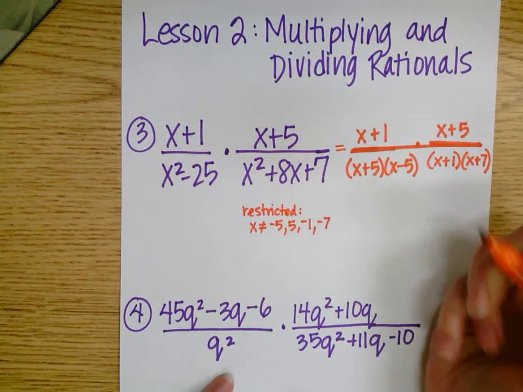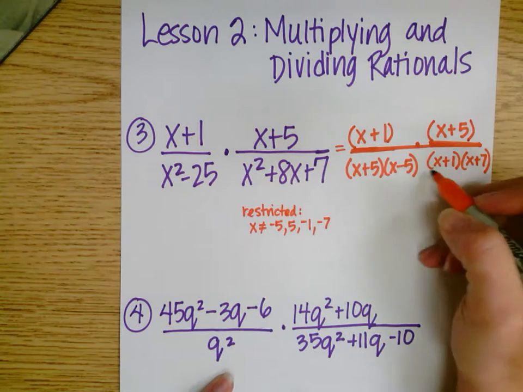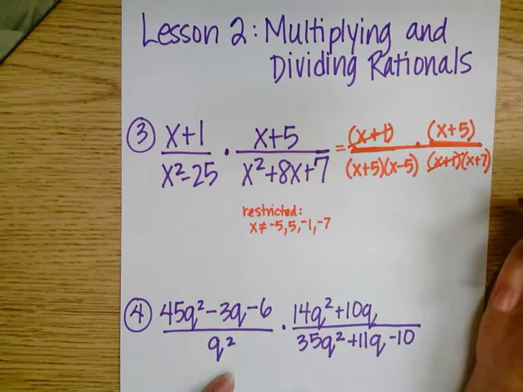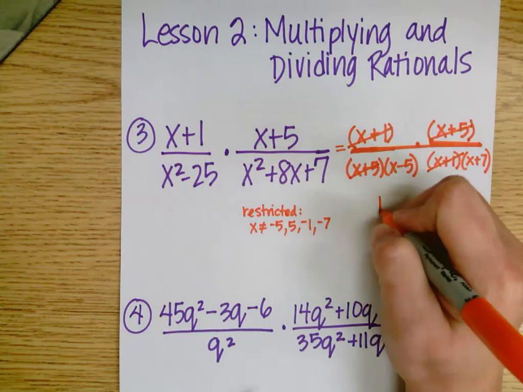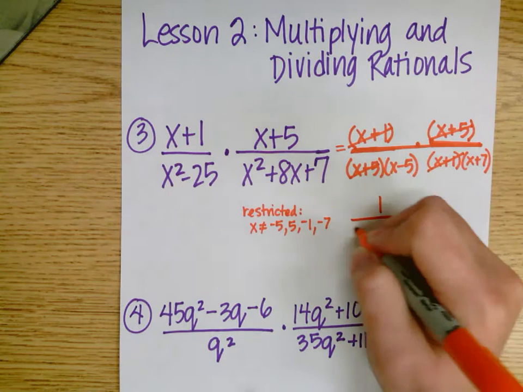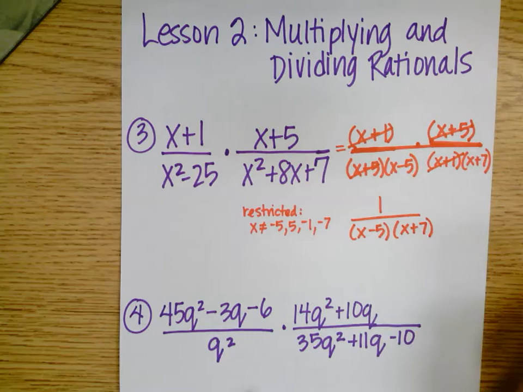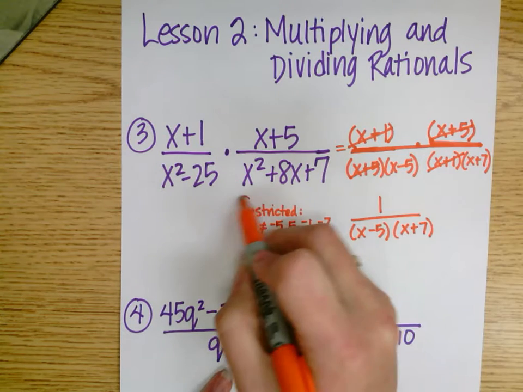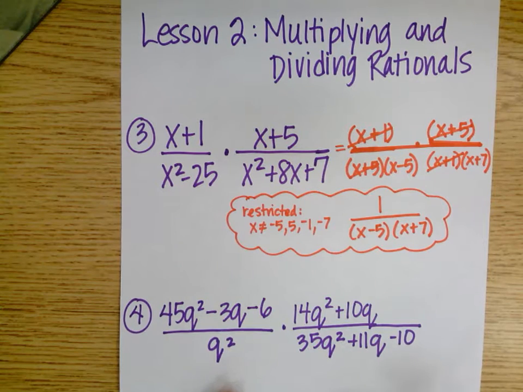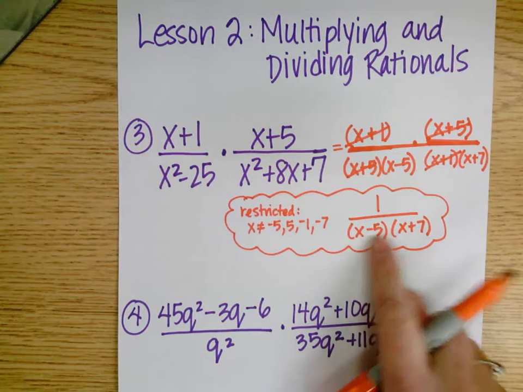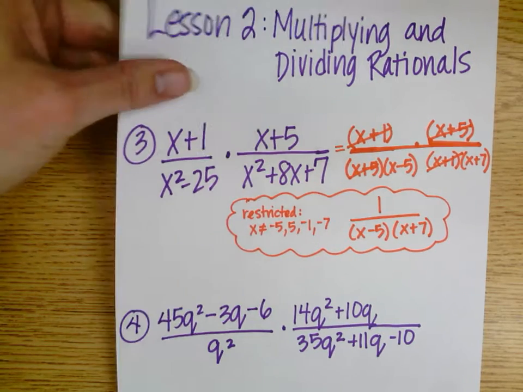Alright, so you can put parentheses around these if it makes you feel a little bit more comfortable, but I'm looking for exact same things, and x plus 1's cancel. X plus 5's cancel. Nobody's upstairs, so I do have to put in a 1. And then x minus 5, x plus 7. That's the answer to problem number 3. We've got our restricted values, and we've got our final answer, our simplified fraction. Remember, you can multiply those out, not required though. Alright, oh my goodness. Problem number 4.